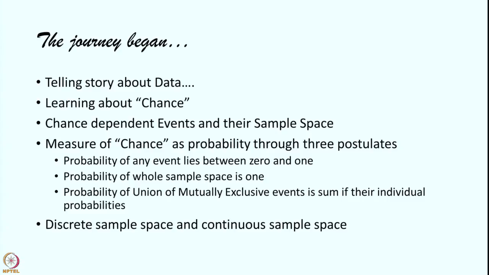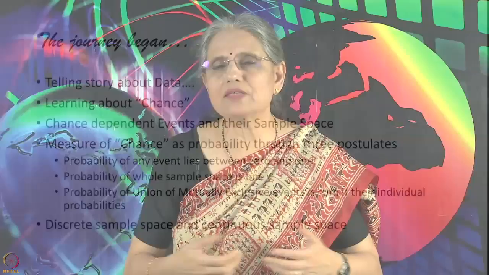And then we came to the measure of chance as a probability with three postulates. We said that the probability of any event lies between 0 and 1. The probability of a whole space is 1, and if you have mutually exclusive events, then the probability of the union of the events is the sum of the individual probabilities. And then we said that there are some sample spaces which are discrete, which tend to take discrete values, and there are some sample spaces which are continuous because they tend to take continuous values.